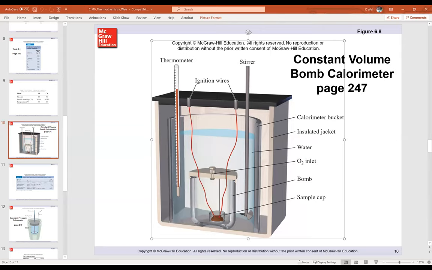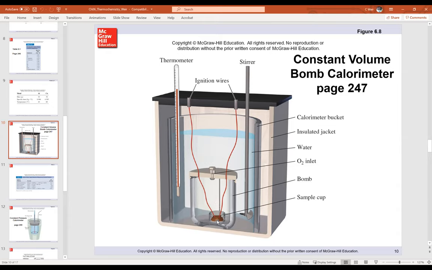Okay, so on your screen is a picture of a bomb calorimeter. Again, this is from page 247. And so what they've done is they've cut one of these devices in half so that you can see inside. So this is basically like a big metal box. And inside of this metal box, there's a chamber, which inside of the chamber, there's another little chamber. And inside of this smaller chamber, you have a sample.